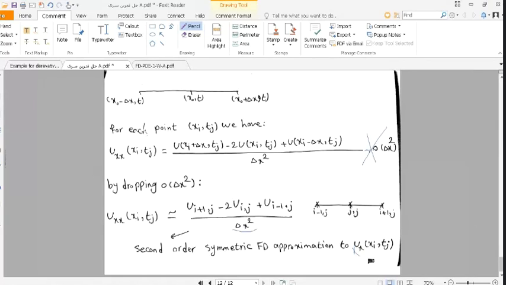Please let me know if you understand this part. If you have any problem, if you have any question, you can ask.